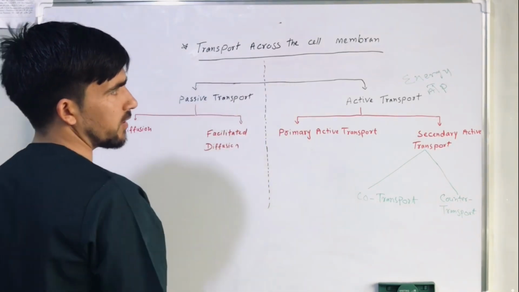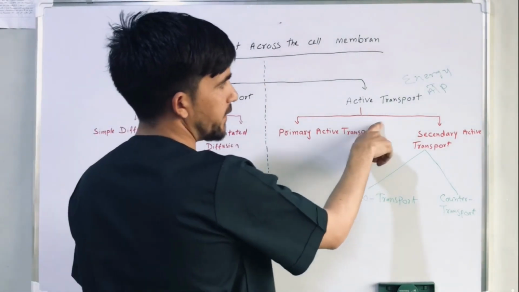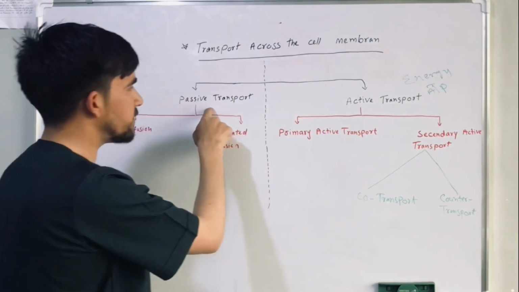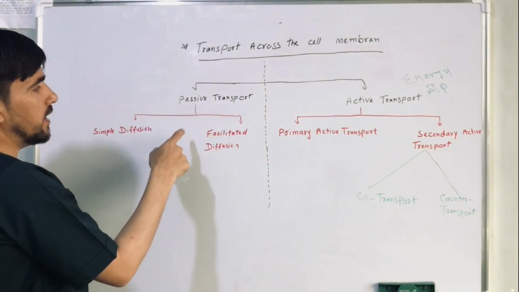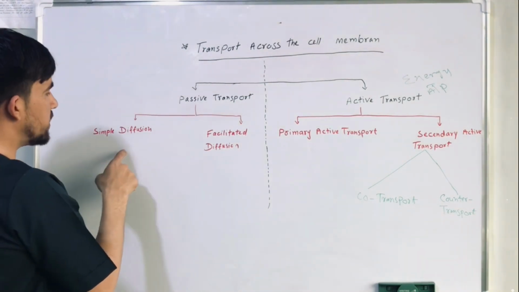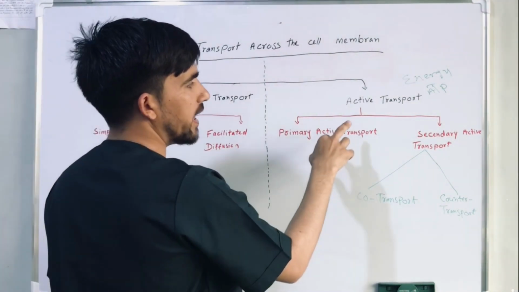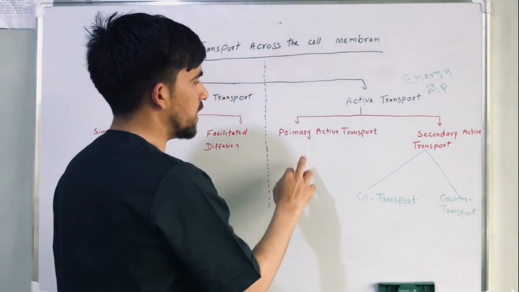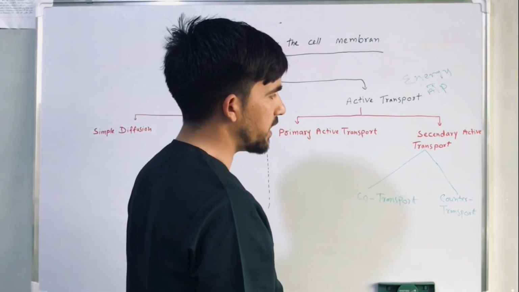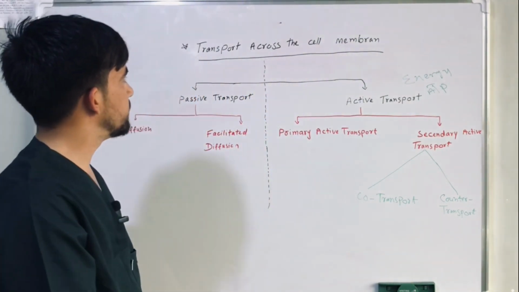Transport of substances across the cell membrane is divided into two subtypes: passive transport and active transport. Remember one thing: in active transport we need energy, and in passive transport we do not need energy. I will explain this later. Passive transport is then divided into two subtypes: simple diffusion and facilitated diffusion. And active transport is also divided into two subtypes: primary active transport and secondary active transport. Secondary active transport is divided into two subtypes: co-transport and counter transport.